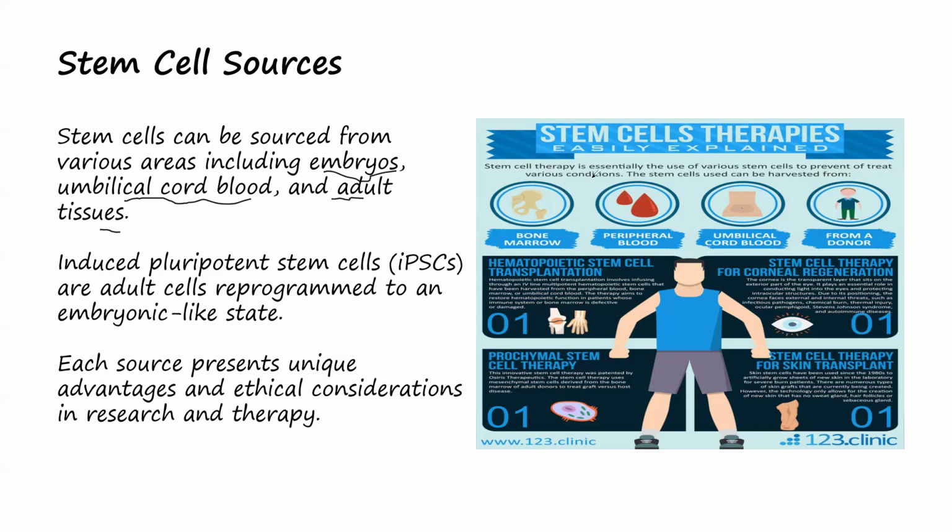So let's briefly look at stem cell therapies. Stem cell therapy is essentially the use of various stem cells to prevent or treat various conditions. So the use of stem cells to treat various disease conditions is what you call stem cell therapy. These stem cells can be harvested from bone marrow, from peripheral blood, from umbilical cord, and from a donor. So these are the sources, or this is how you can harvest stem cells.